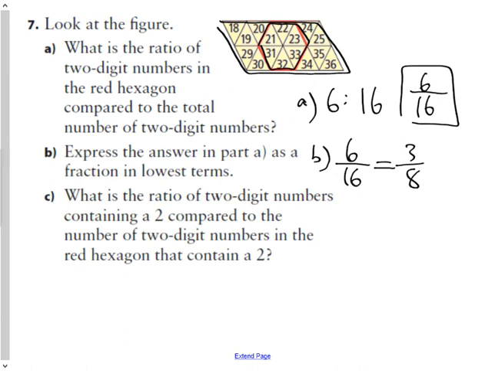And question C, what is the ratio of 2-digit numbers containing 2 compared to 2-digit numbers in the red hexagon that contain 2? So if I take my highlighter here and mark all of the numbers that contain the digit 2, I would find that there are 8 total numbers that contain 2. Compared to, in the red hexagon that contain 2, it's 4. So it's a part-to-part ratio, and therefore in lowest terms, there are 2 numbers in total that contain the number 2 to 1 number that contains the number 2 within the red hexagon.